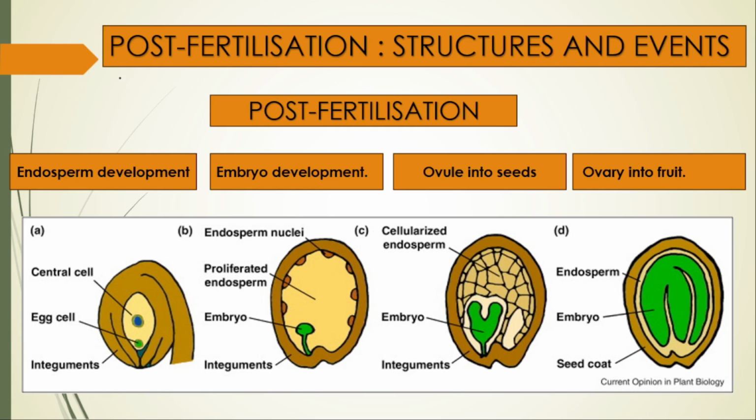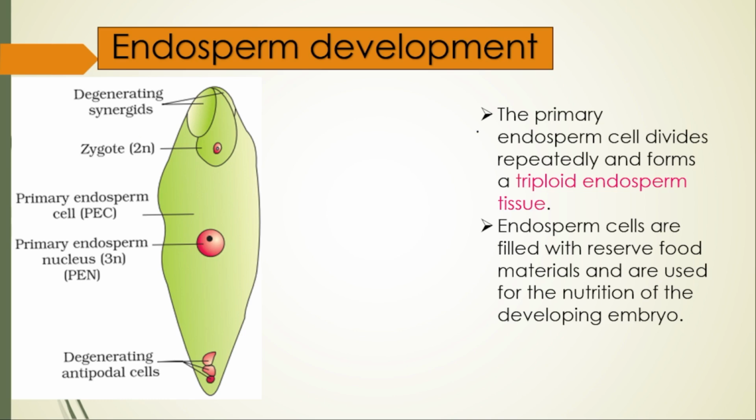Next, when we talk about post-fertilization structures and events, post-fertilization actually has four events: endosperm development, embryo development, ovule forming into the seed, and ovary forming into the fruit. How are these going to happen? One by one we are going to discuss all these things. Firstly, before the embryo develops, some amount of endosperm is going to be developed first. So first we will talk about endosperm development.